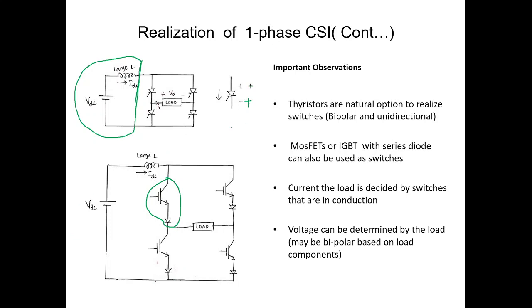So the important observations: thyristors are a natural option to realize the switches which are bipolar and unidirectional, or else we can use MOSFETs or IGBTs with series diode as the bipolar and unidirectional switches. And current through the load is decided by the switching state. So for switching state 1, current would be in this direction as shown in the figure, and for switching state 2, current is going to be opposite to the direction shown in the figure. And voltage across the load is determined by the type of the load and load value. Now this is about the realization of single phase current source inverter.